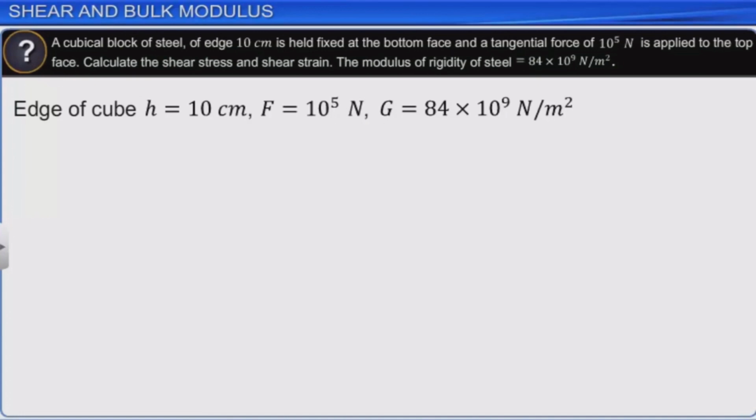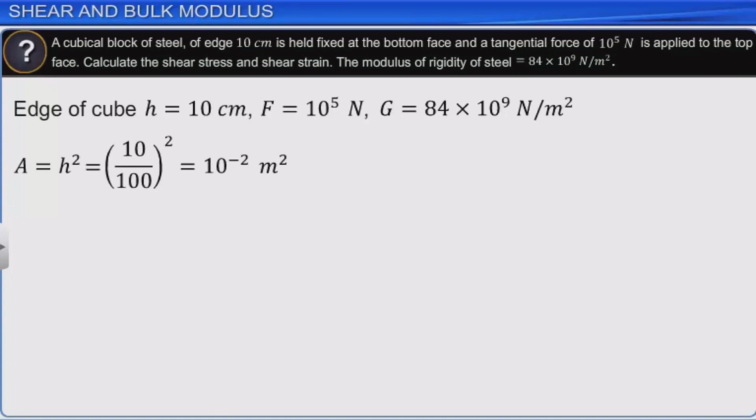Each face of the cube is a square, so the area would be equal to the length of the edge squared. We express the length of the edge in the SI unit, meters, before calculating A, and A is 10 to the power minus 2 meters squared.